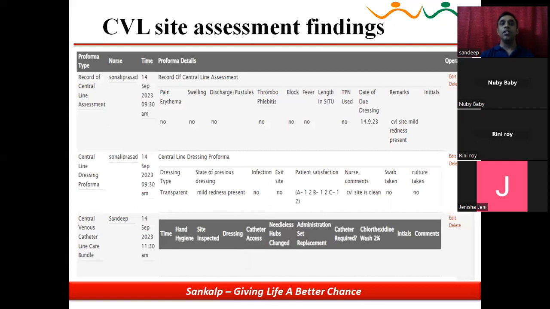The next part is about the assessment. There are multiple sites, and I have mentioned three formats. In our setup, we are using the first set, where CVL erythema is documented. When you are doing this documentation, don't copy and paste somebody else's notes. Really think: is there any redness, any swelling, any discharge, any thrombophlebitis, block, fever? How long has the central line been there, are we using TPN, when is the dressing due? Here they have mentioned no erythema or pain, and here they have mentioned redness, so there is no meaning in this. Whenever we are doing the assessment, monitor closely. If there is any redness or anything, immediately inform the doctors.